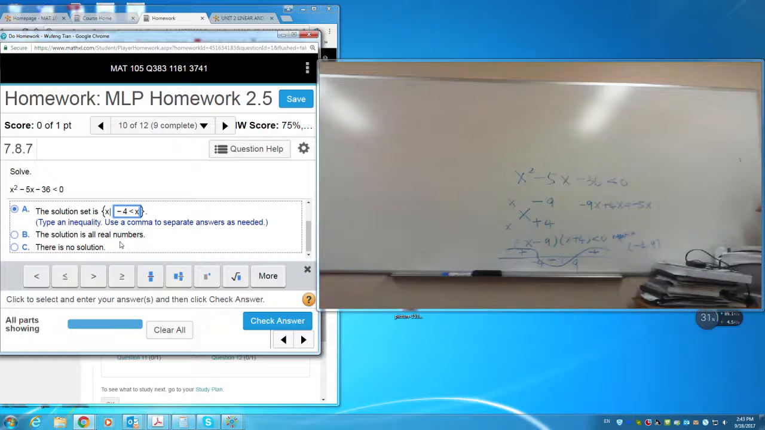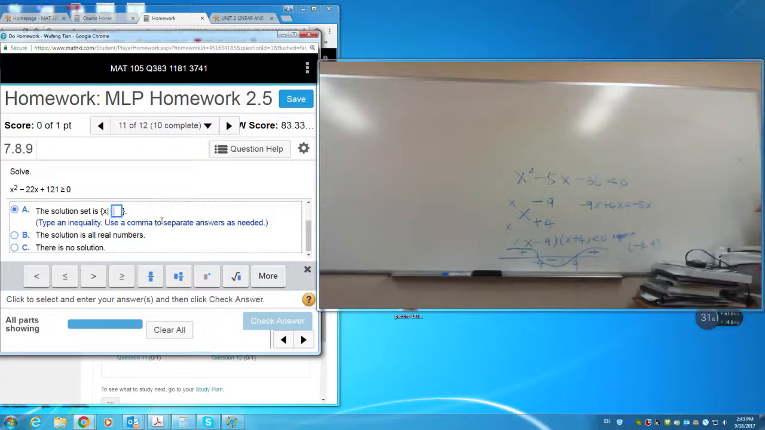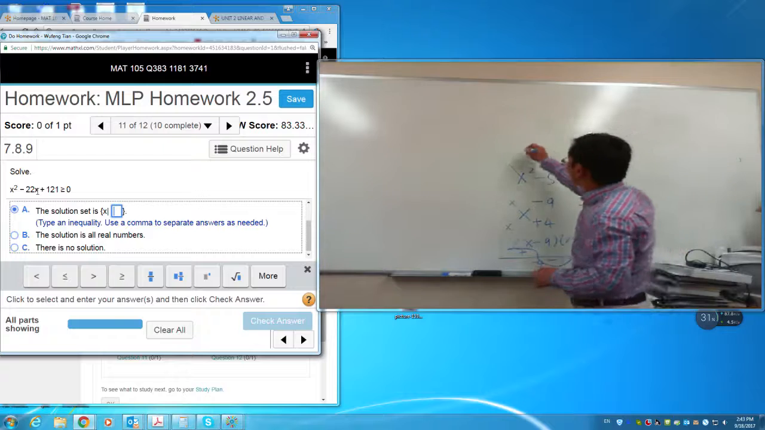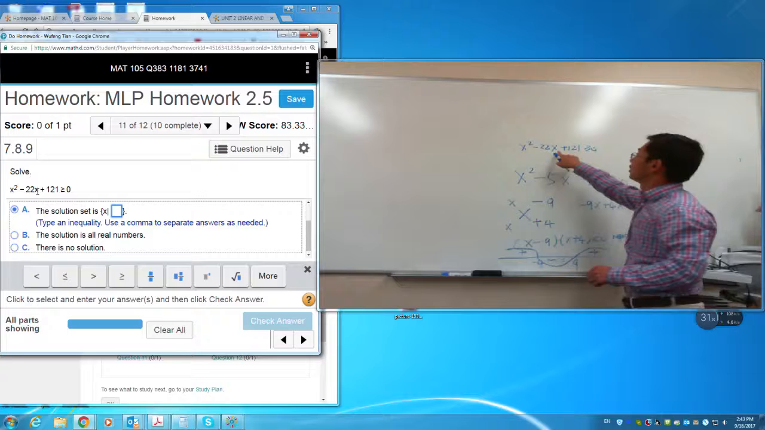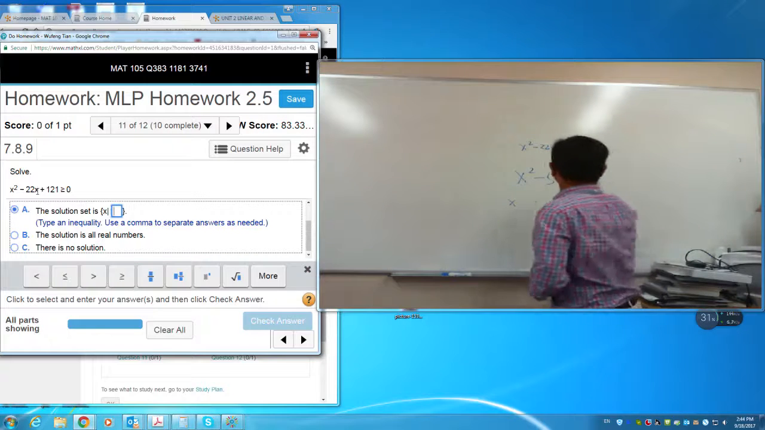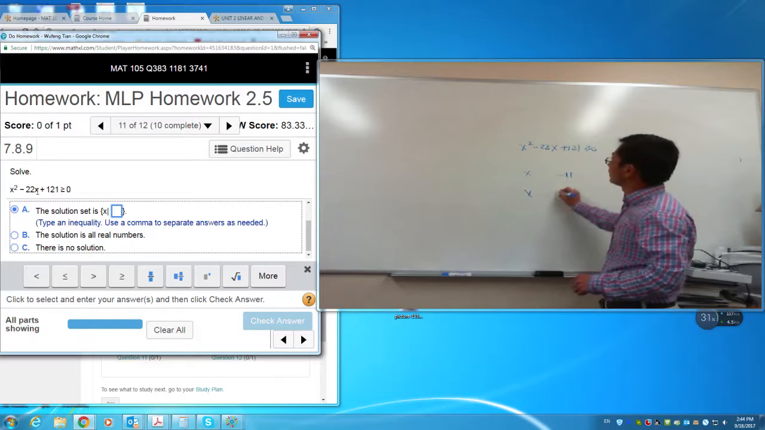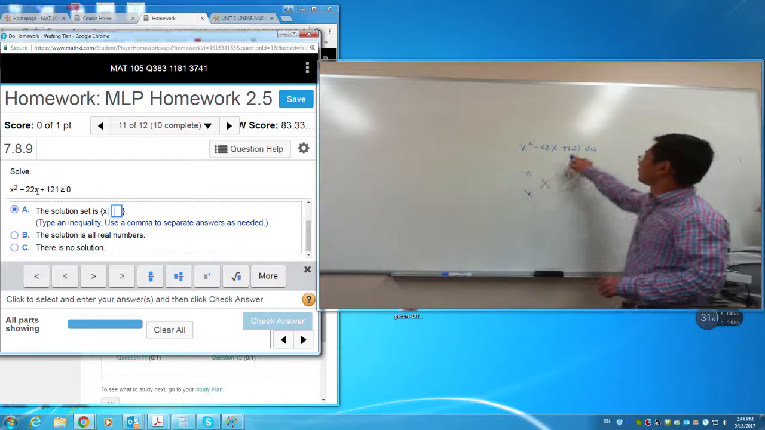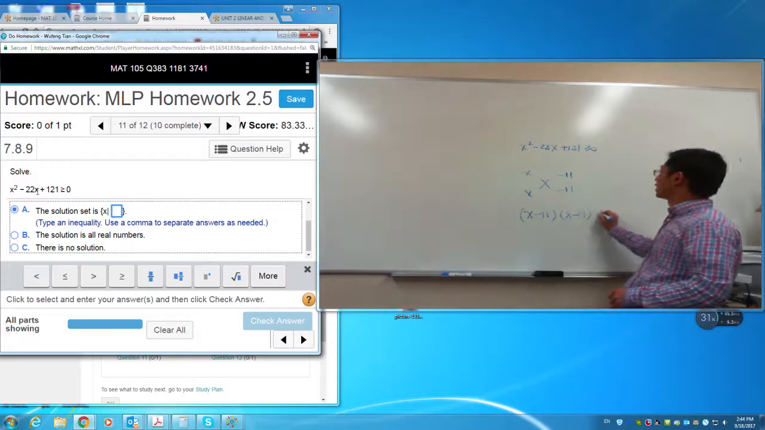That's not x. That's 9. Number 11. So x, this is a complete square. If you solve x squared minus 22x plus 121 bigger than or equal to 0, you factor this one. You can get x minus 11, x minus 11, because this is a complete square. So it's x minus 11 times x minus 11 bigger than or equal to 0.